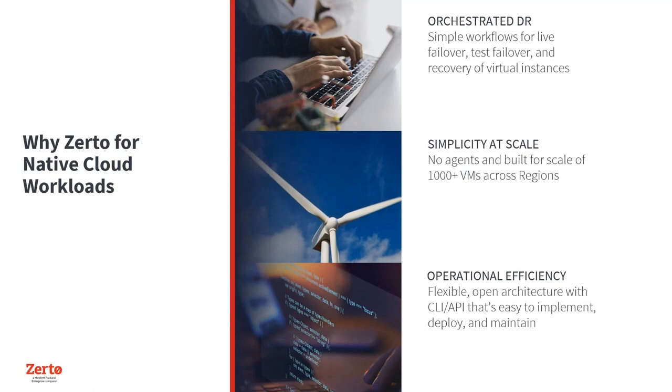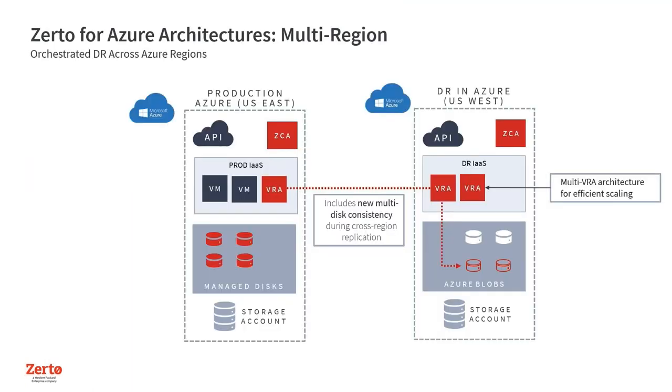It's very simple to deploy the Zerto solution as it is, let's say, in your private cloud implementation or on-premise. There are no agents and it's built to scale, so you can protect thousands of virtual instances across multiple different regions, and it's very operationally efficient. We have open documentation with our Swagger APIs. A lot of our solutions have CLI-based tooling that you could use in order to interact with it. It's built for the cloud, and it is designed to protect the cloud in regards to disaster recovery. So the first multi-region DR capability is Zerto for Azure.